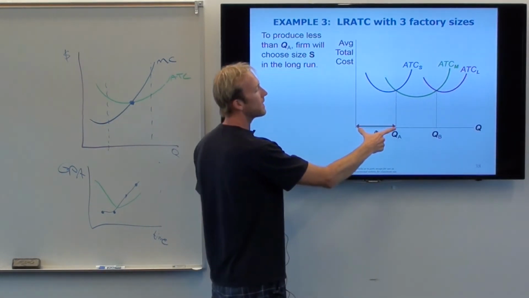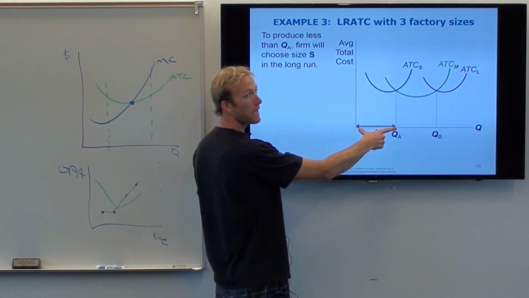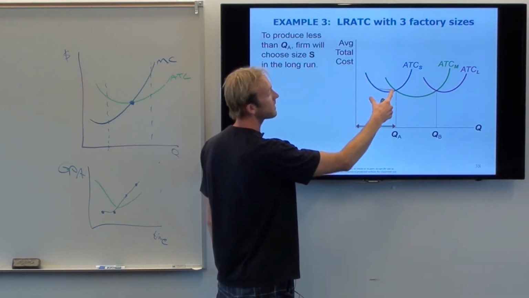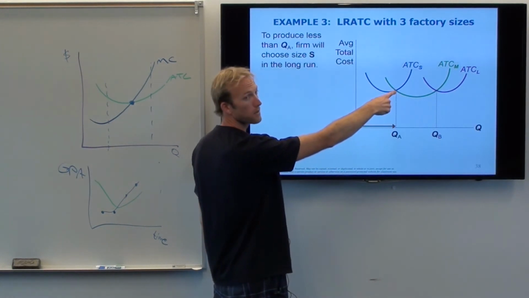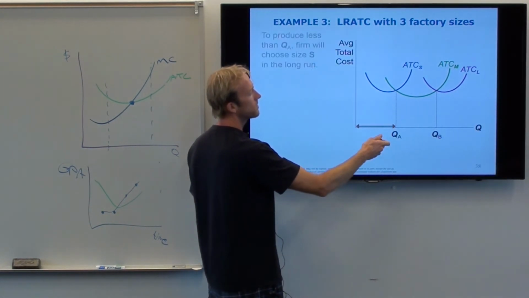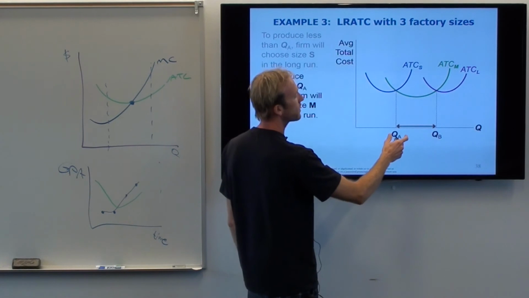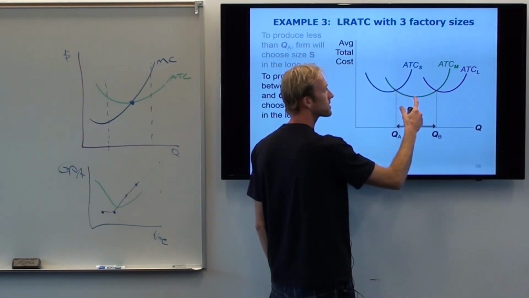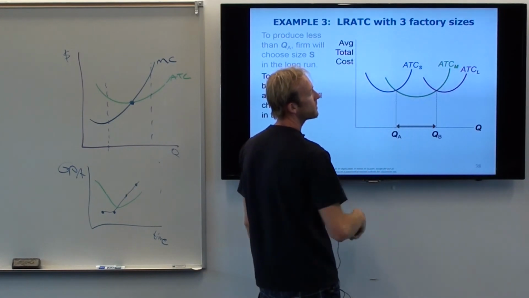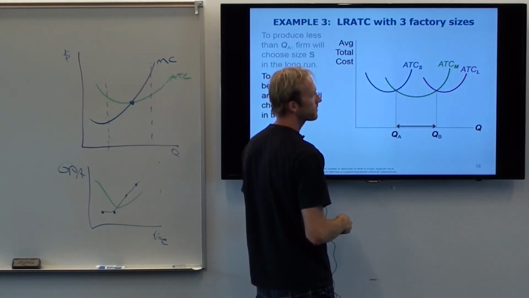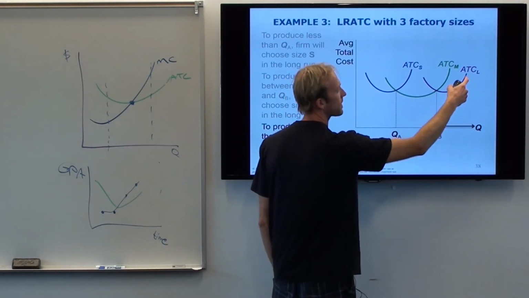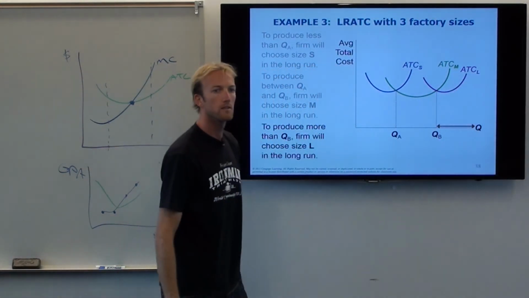Okay, so if I want to make somewhere between 0 and QA, it's cheapest to be on the ATC small, right? So I'm gonna have a small factory. Okay. So if I want to make between QA and QB, this is lowest, it's cheapest to have the medium-sized factory. If I want to make between QB and higher, it's cheaper to have a large factory.